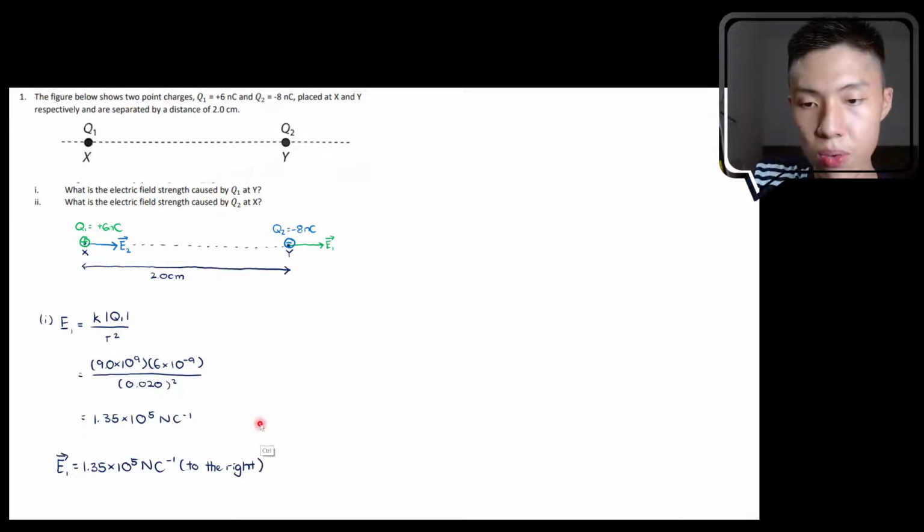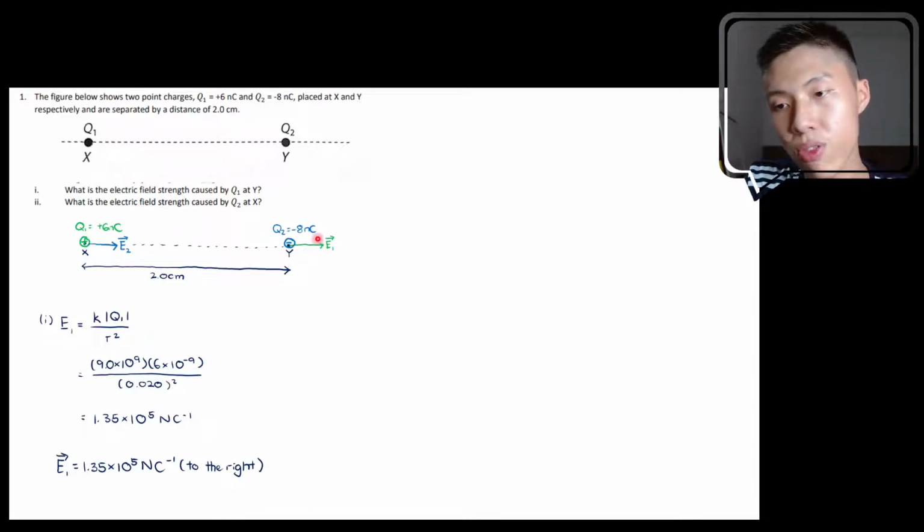Okay, so that will be E1. That's the magnitude of the electric field over here. This is the direction of the electric field over here. It's pointing to the right.